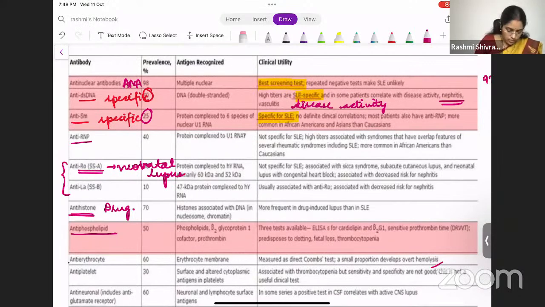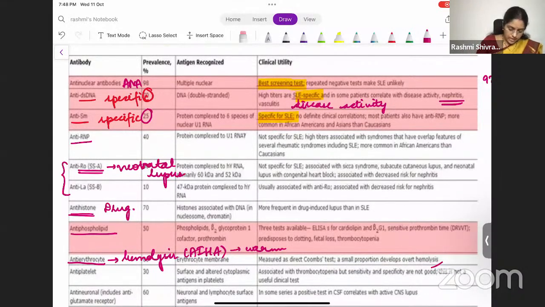Then moving on to the next one, anti-erythrocyte antibody. This targets the erythrocyte membrane. These patients in SLE have hemolysis. If the erythrocyte antibody is present, then the patient can develop hemolysis. So what is this called? Autoimmune hemolytic anemia. Specifically, it is warm autoimmune hemolytic anemia, which is very, very important. Warm antibody mediated autoimmune hemolytic anemia.